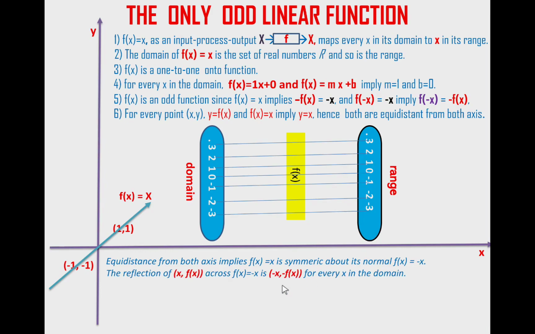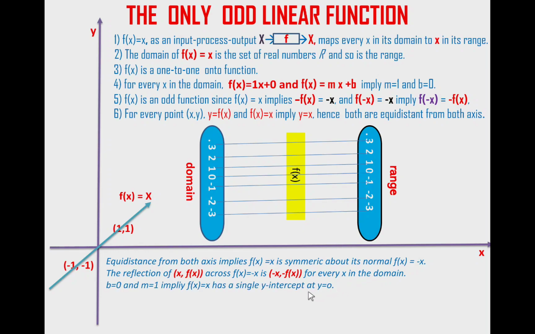The second point is the reflection of x comma f of x across the normal is minus x comma minus f of x. And we can just look at x as 1, f of x as 1, then its image, the reflection, is minus 1, minus 1. So the reflection of x comma f of x across the normal is minus x comma minus f of x for every x in the domain.